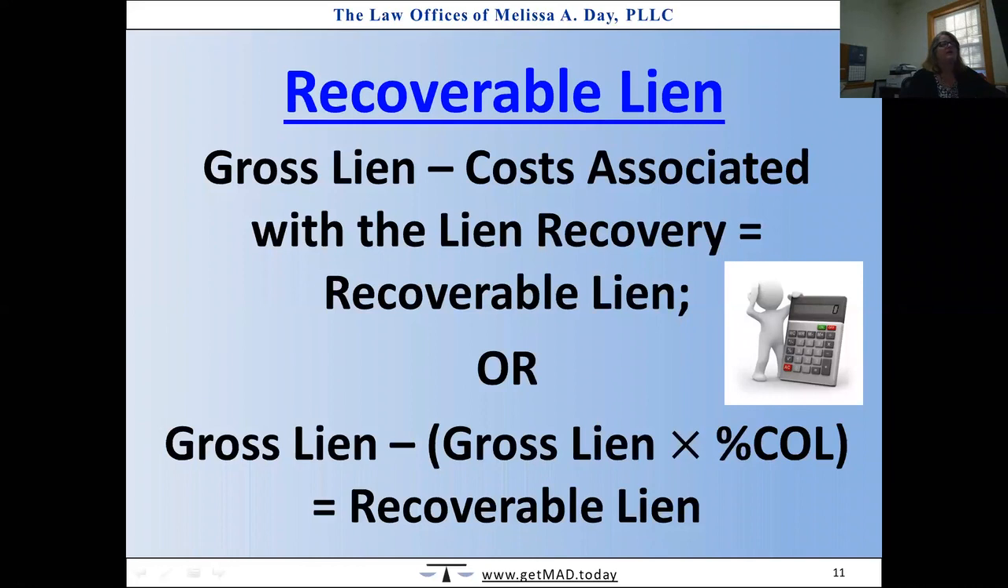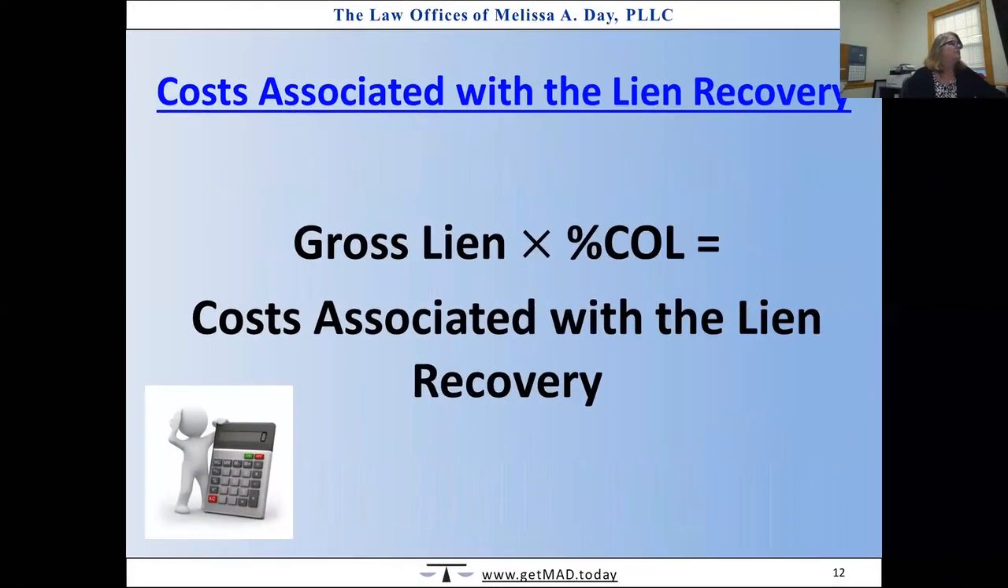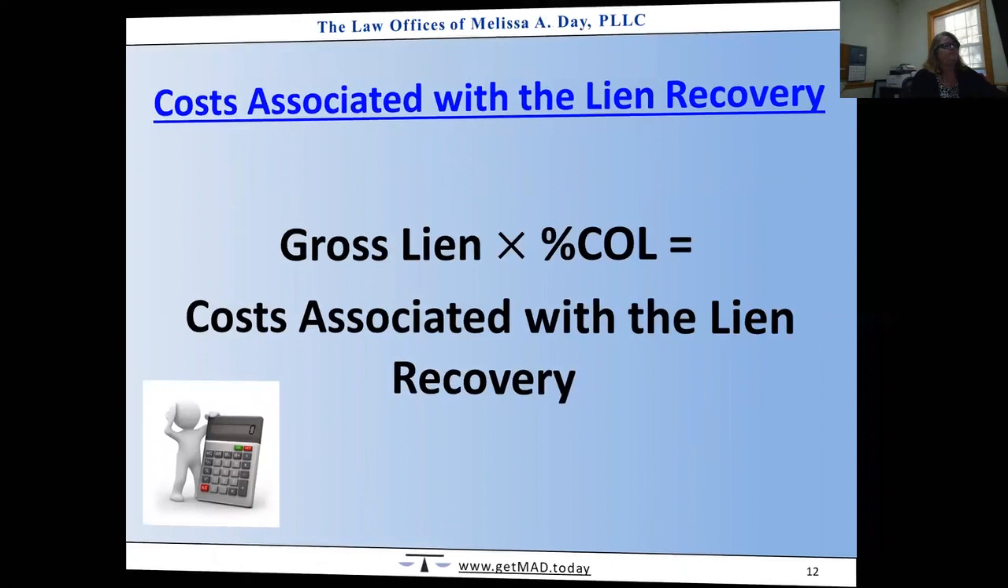So recoverable lien is calculated by taking your gross lien minus the costs associated with the lien recovery, which will be the gross lien times the cost of litigation, and that gives you your recoverable lien. Another way to express this formula is to think of it as being your gross lien multiplied by the percent cost of litigation. And that gives you the cost associated with the lien recovery, and then you subtract that from your gross lien. Okay, so let's do another example.